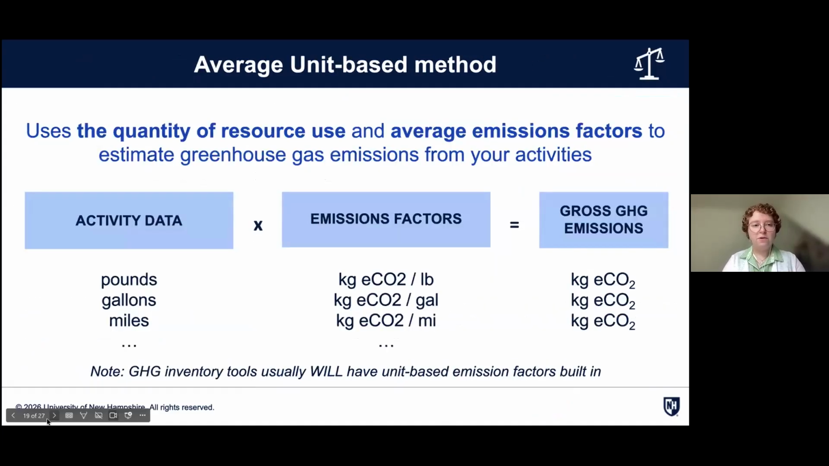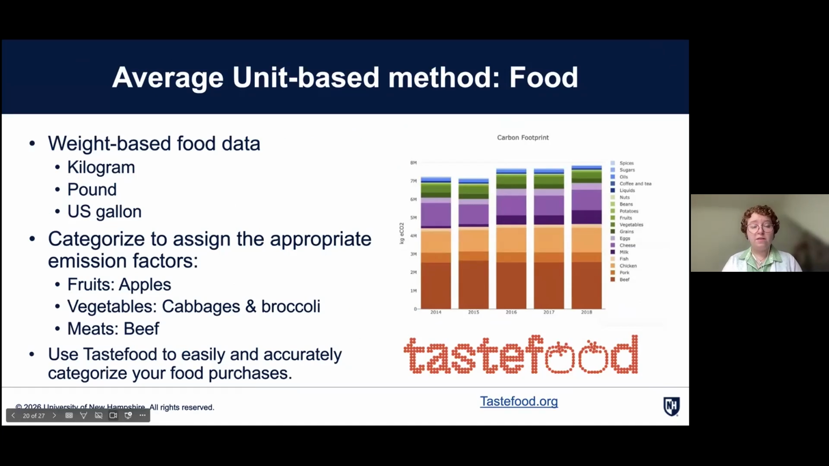Speaking of the unit-based method, for the average unit-based method, instead of dollars you're using a quantity of the resource use and an average emission factor for that particular activity to get that set of emissions. That can look like pounds, gallons, or miles of something purchased or an activity multiplied by an emission factor that matches that unit. Similar to spend-based emission factors, most greenhouse gas inventory tools will already have unit-based emission factors built in, at least for some categories. Within SIMAP, as an example, we have unit-based emission factors for food purchases.